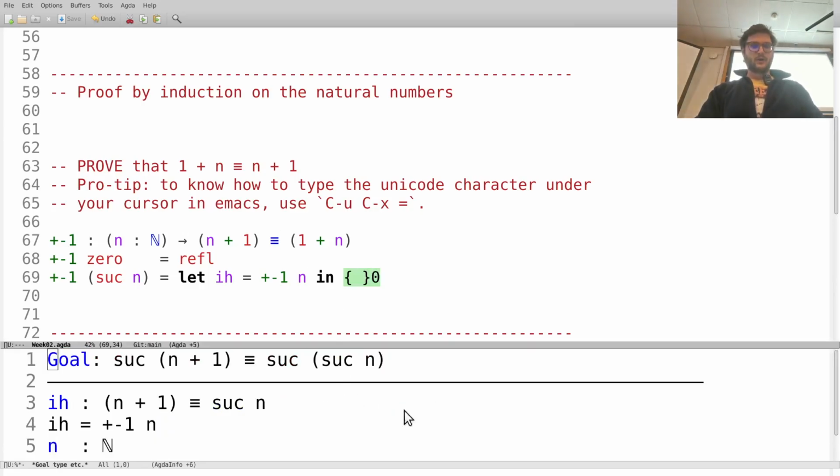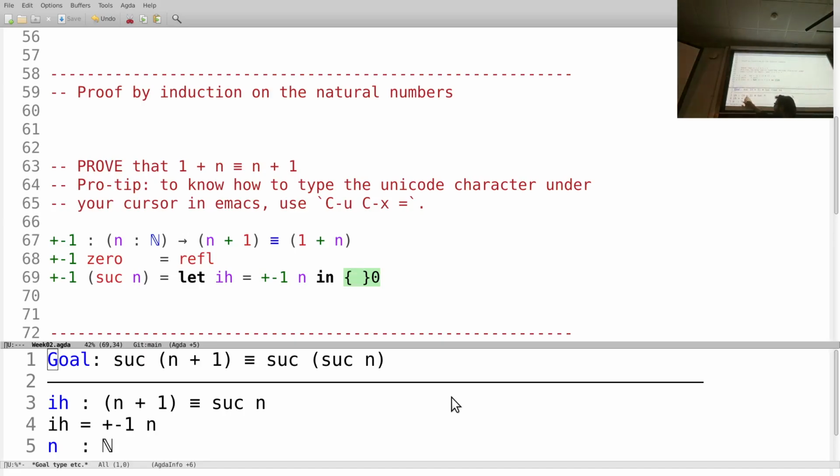Now I can look at the goal. In the assumption, I have n plus 1 equals suc n. And the goal that I have is suc n plus 1 equals suc of suc n. Does that remind you of something, maybe, that we saw yesterday?